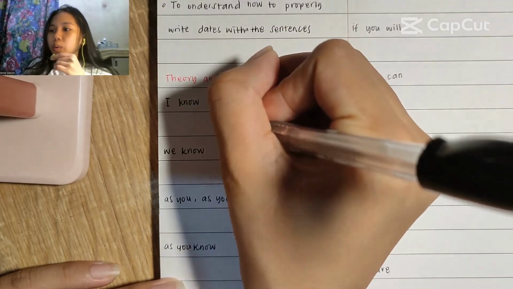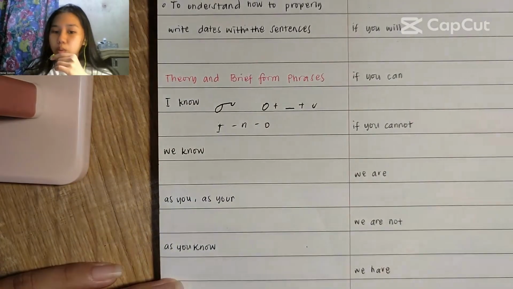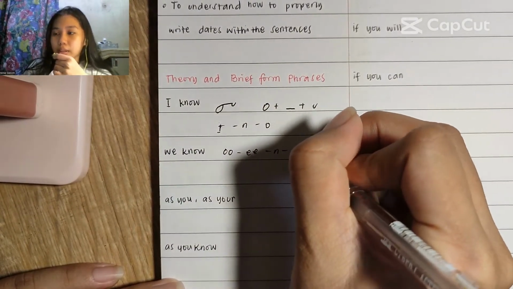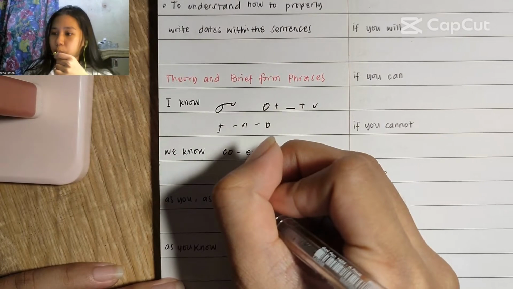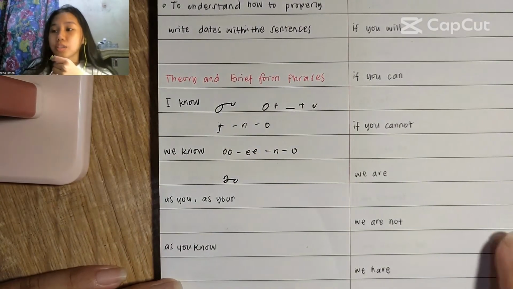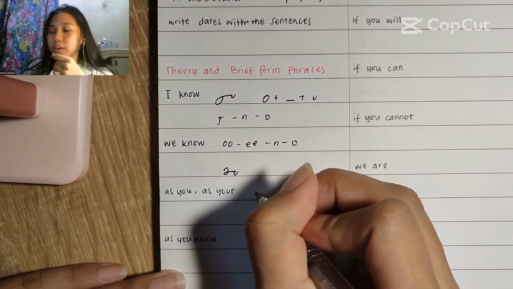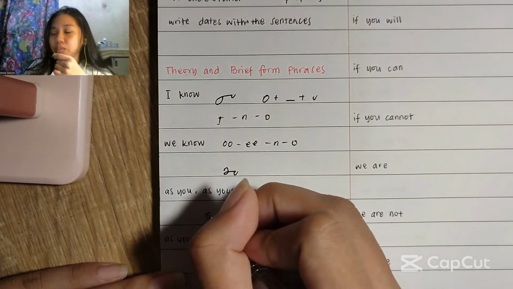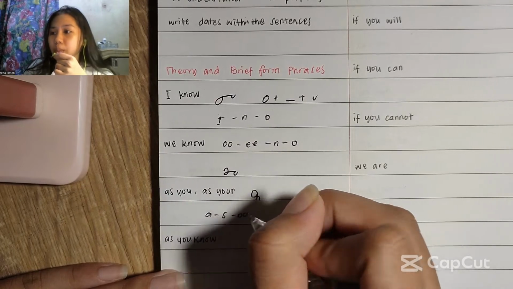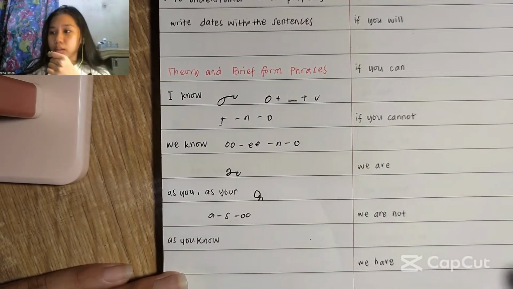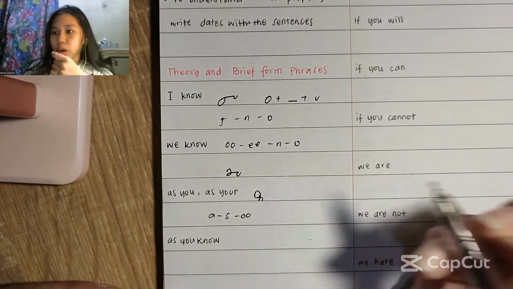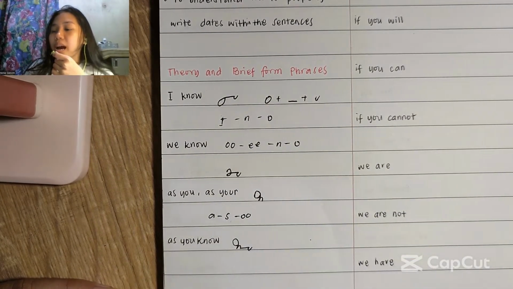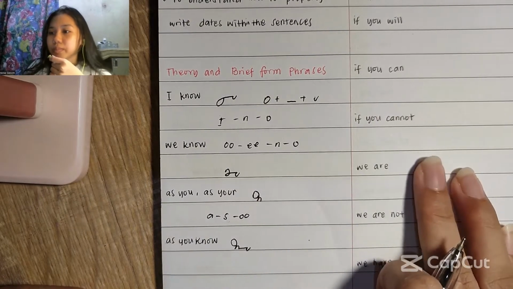Next is we know, U-E and O. U-E is the outline for the word we, and of course O for the word know. We know. As you, as your: we have S-U, S for the word as, and of course the U hook for the brief form you and your. So as you, as your. As you know, S-U and O, as you know.